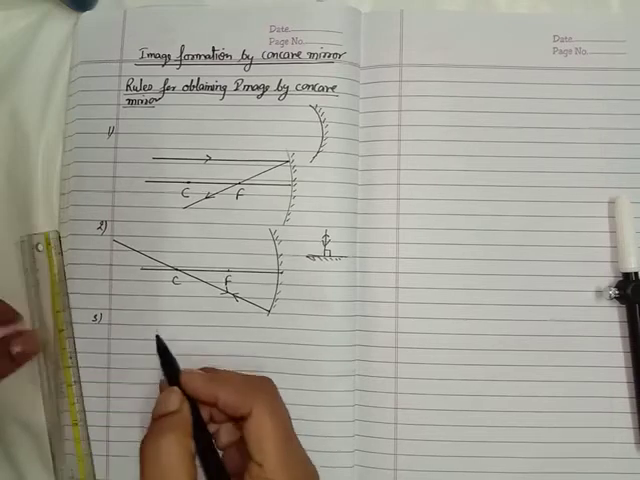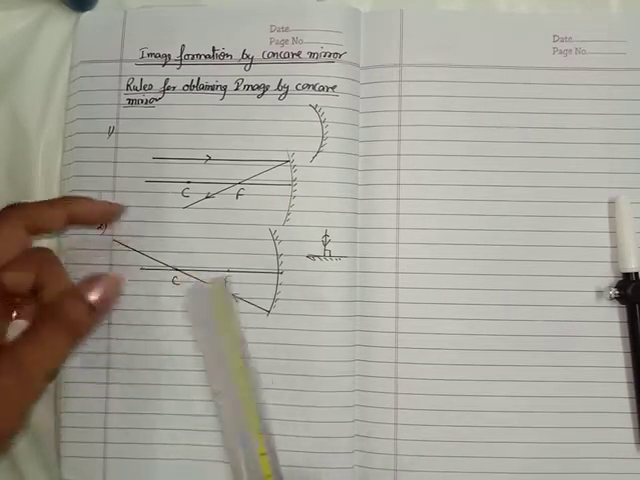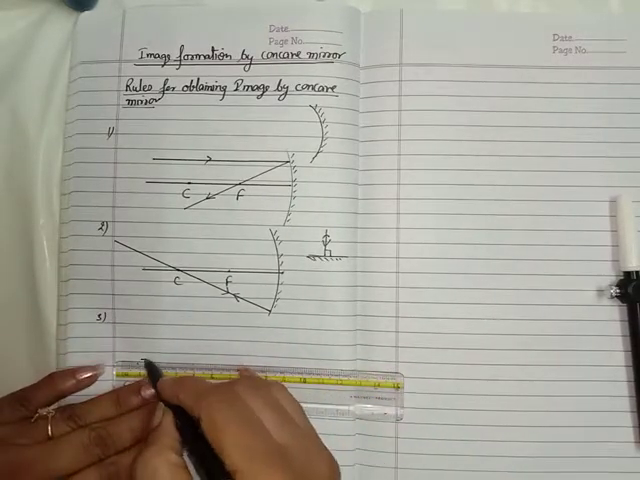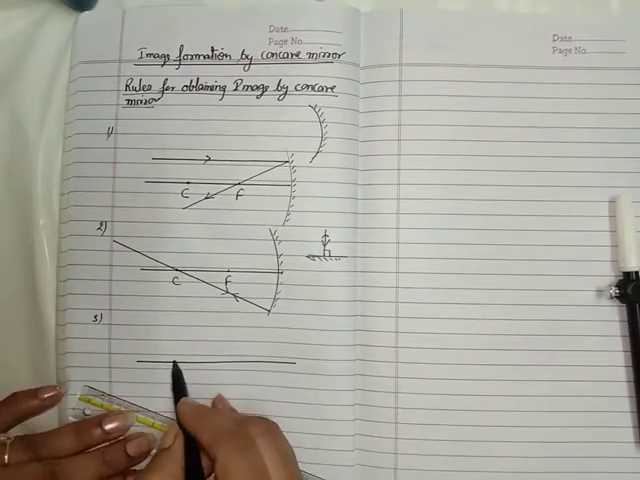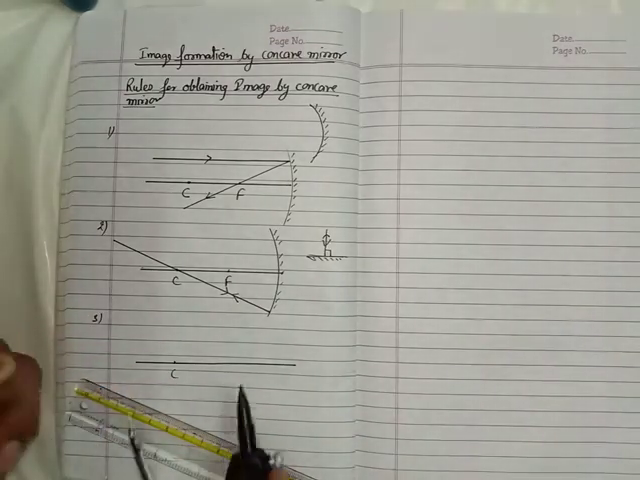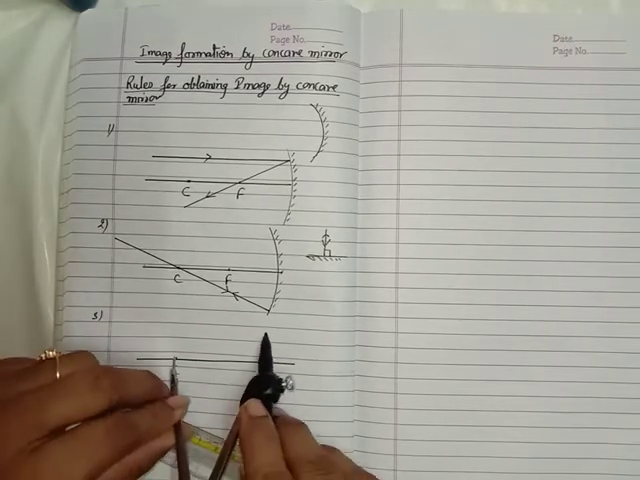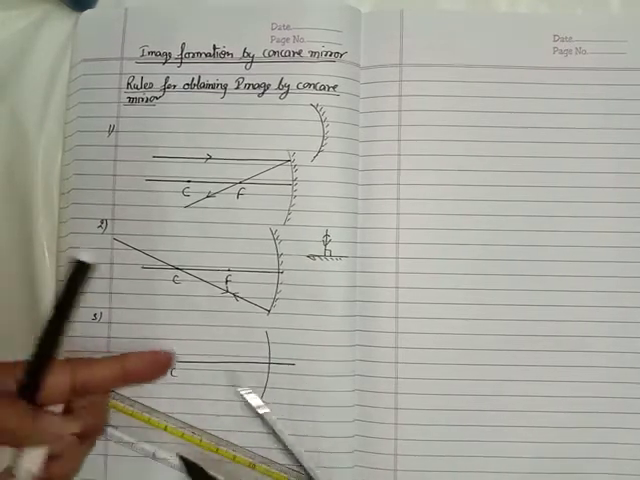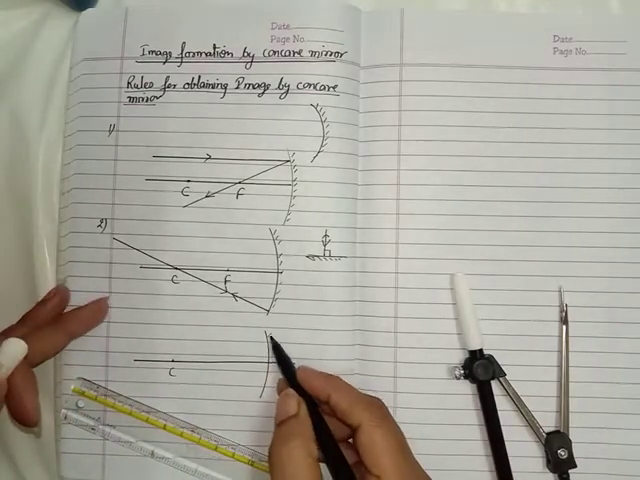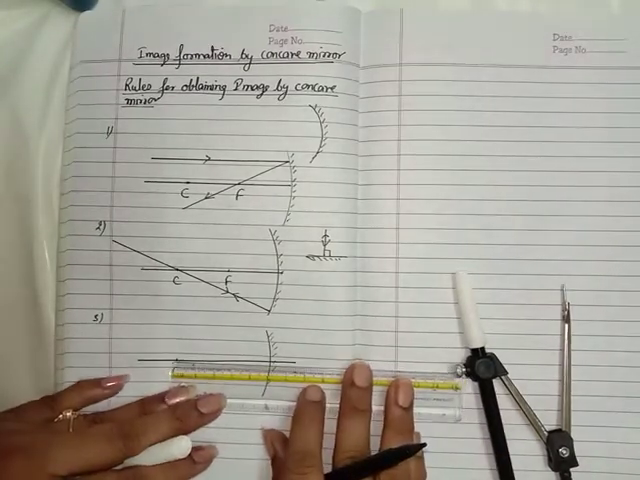Okay, you have to write the rules. Third rule: a ray of light passing through the focus of a concave mirror. Okay, first of all I have to prepare the mirror. This is the center, and I can take any length as the radius of curvature. This is the radius of curvature, and you can polish your mirror from this side, and half of this length is called the focal length.